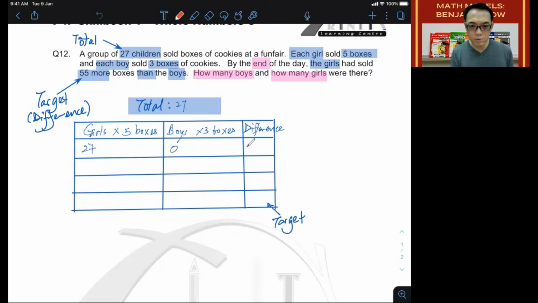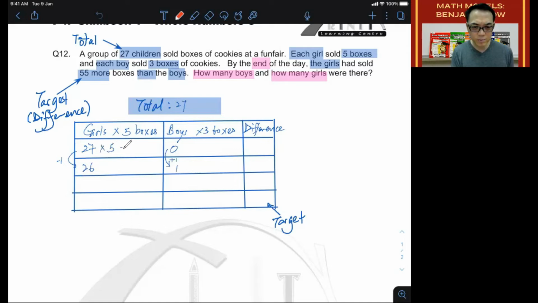So what we're going to do now is we're going to calculate it. But before we do that is the next step. In the next step, you will reduce this by 1, so that it becomes 26. And you will increase this by 1 because the total number of children needs to add up to 27. Okay, so let's do some calculations.